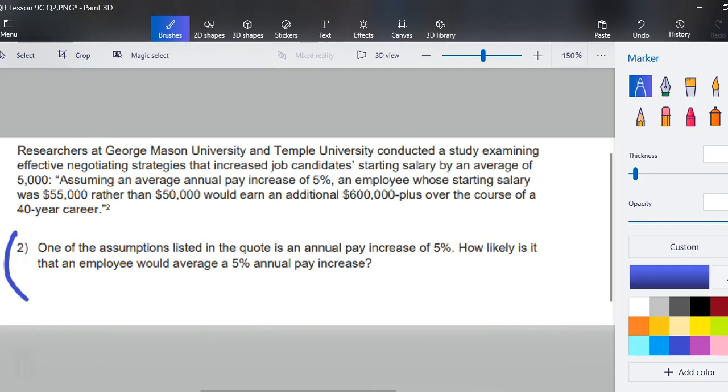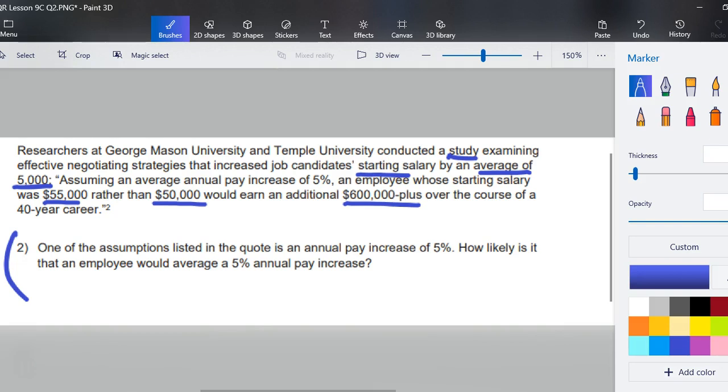So they conducted a study and they examined effective negotiating strategies that would increase job candidates' starting salary, and it did so by an average of $5,000. Assuming an average annual salary pay increase of 5%, an employee whose starting salary was $55,000 rather than $50,000 would earn an additional $600,000 plus over the course of a 40-year career.